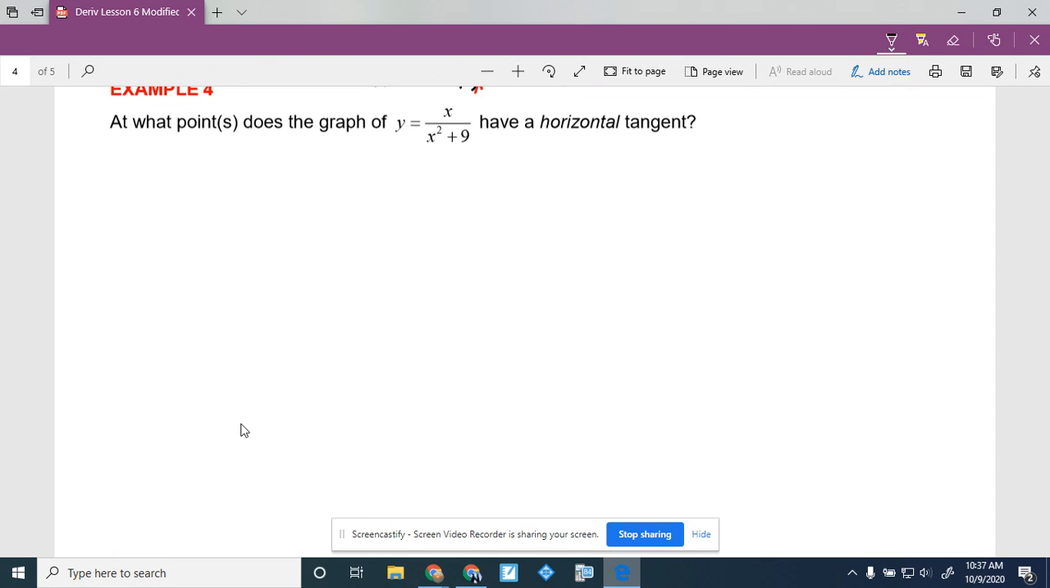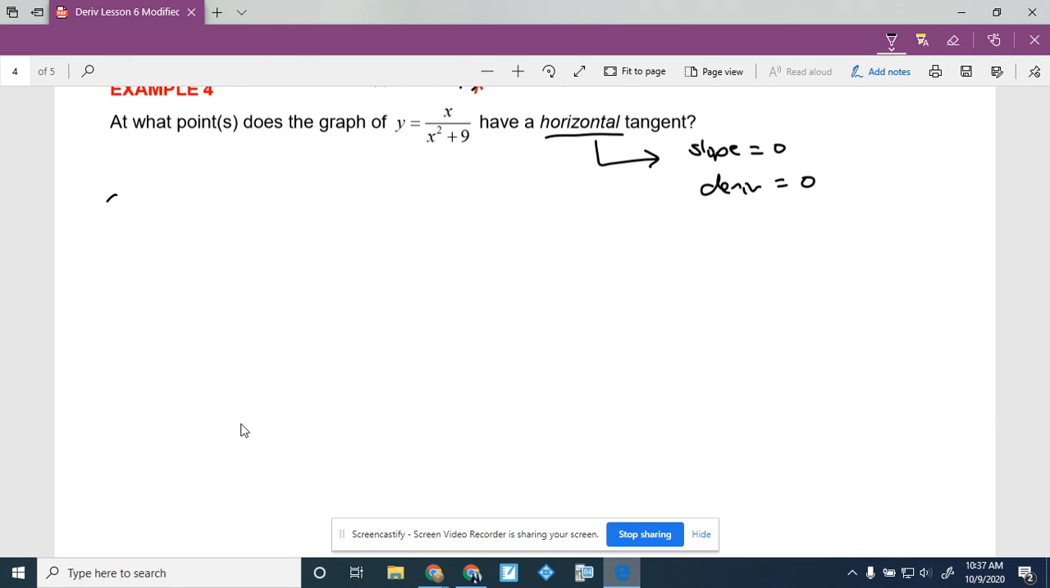All right, so it says at what point or points does the graph of x over x squared plus 9 have a horizontal tangent? So this translates to you as, all right, horizontal tangent, that means the slope is 0. That means the derivative is 0. So let me get the derivative and set it equal to 0.